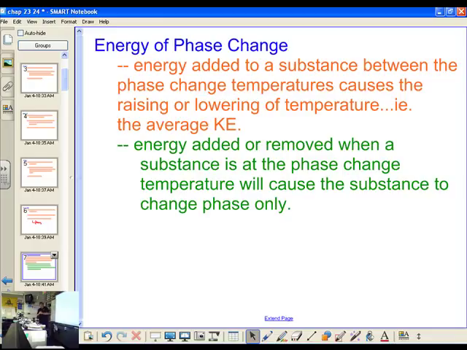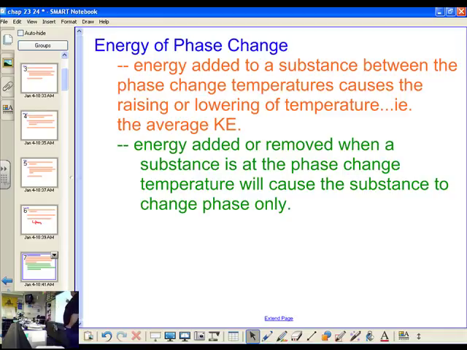Now, so the energy of phase change. Now we've talked about the energy to make something get hotter or colder. You've done that, and you've seen that in lab, right? When you had the piece of metal in the water, the water got warmer because energy left the metal and went into the water. You've seen the energy go from one place to another. It came out of the hot water, through the bar, into the cold water. Okay, conduction.